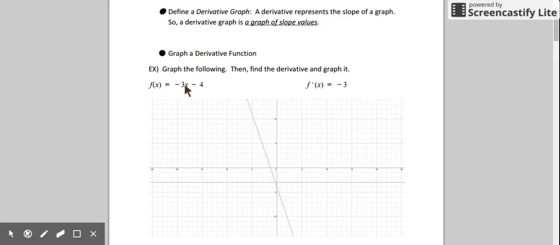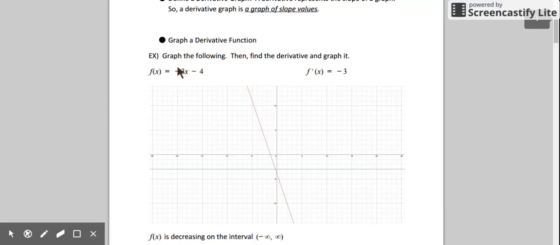Let's start off with an easy example here, a linear function, negative 3x minus 4. That's a decreasing linear function. Its graph is represented by this pink line right here. We know that the slope of that linear function is negative 3, and it's going to be negative 3 everywhere on this line. So the derivative, which is the slope, is always going to be negative 3.